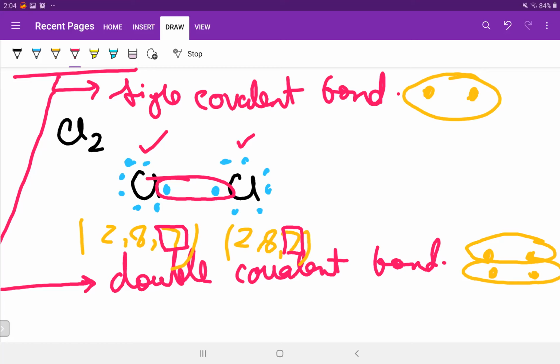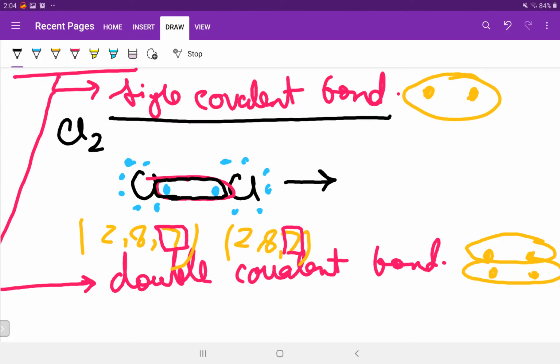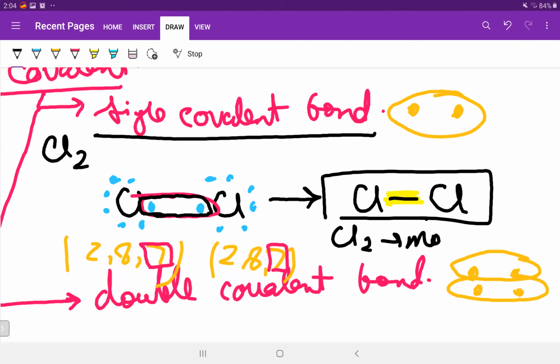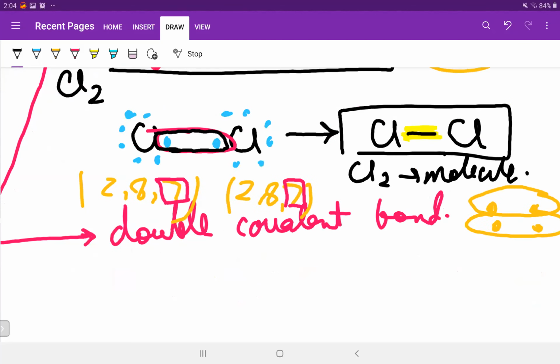So this is how a chlorine molecule is formed. So there is only one pair of electrons being shared. Yes or no? So it is a single covalent bond. Is it clear? It's a single covalent bond. So they can be written down as this also. Okay, is it clear? This shows a single bond. We can just write it as Cl2 molecule. It's a molecule now. It's not an atom anymore.